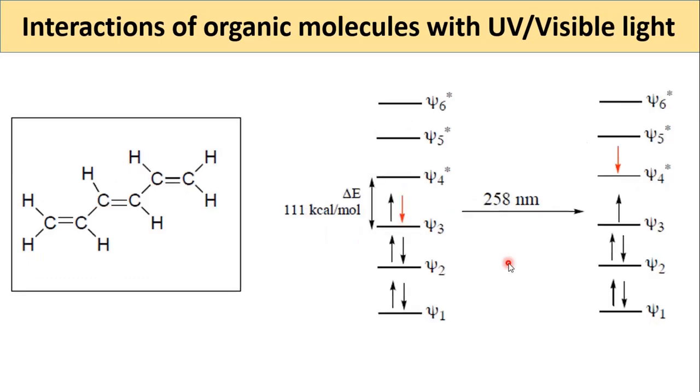So we see the example: double, single, double, single, double, three double bonds in a conjugated system, and now the energy gap is very small, that is 111 kilocalorie per mole, and this smaller energy gap can be crossed by absorbing UV light of 258 nanometer. I have reached my region. Now I will start observing the UV visible spectrum.